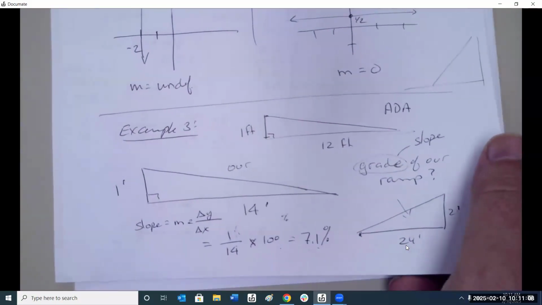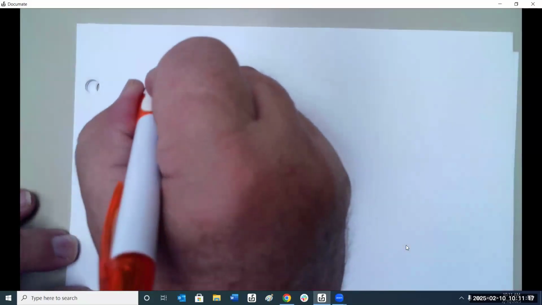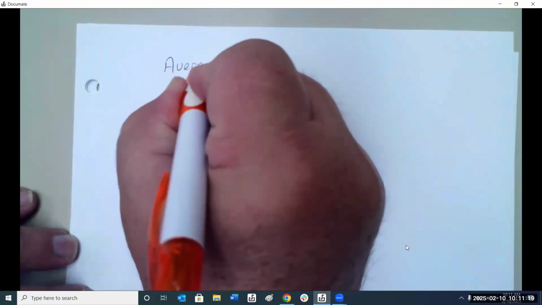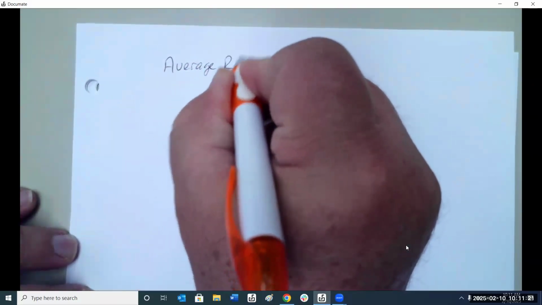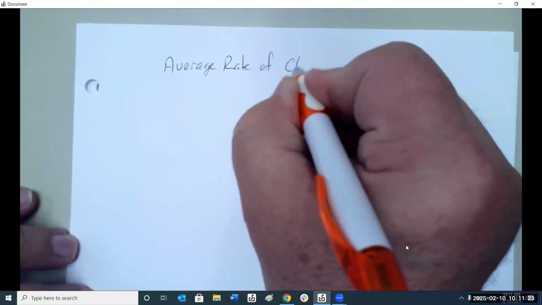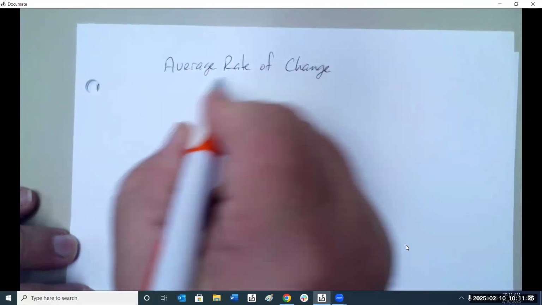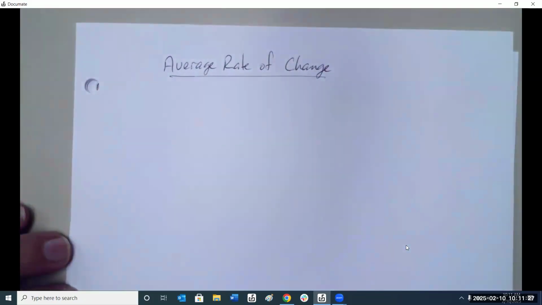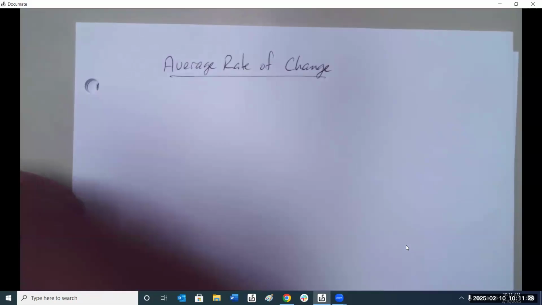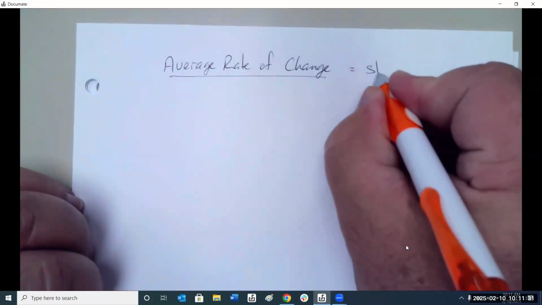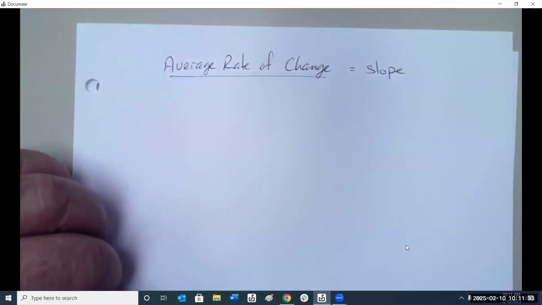Another use of slope in business or in physics is the average rate of change. This is the same thing as the slope.